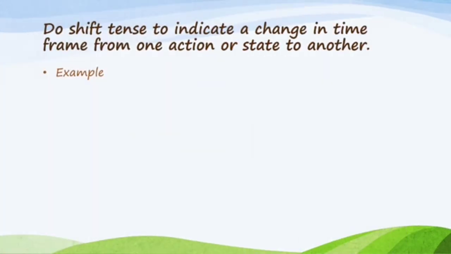Now, let us look at another tip that will be very useful for us. We'll say you do shift tense to indicate a change in time frame from one action or state to another. This means that we can change based on the time structure. We want to put two times together in a sentence, so we can change the tense, but it is perfectly consistent. Let's see an example.